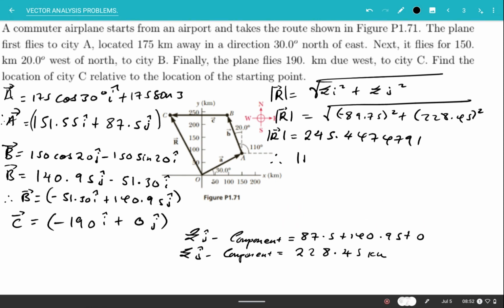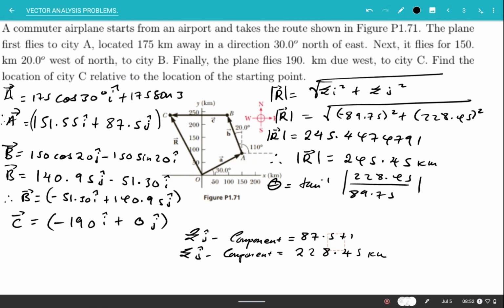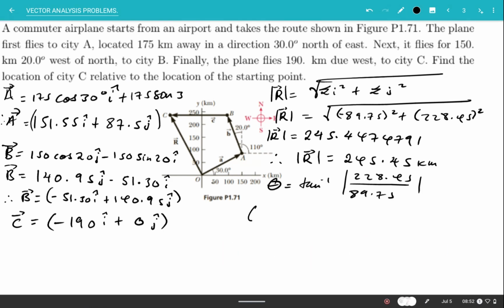To 2 decimal places, the resultant is basically 245.45 kilometers. You can also find the direction, which is theta, being equal to tan inverse of the j over the i. So the j component is 228.45 over the i, which is 89.715. So I erase this. So theta is equal to the tan inverse.